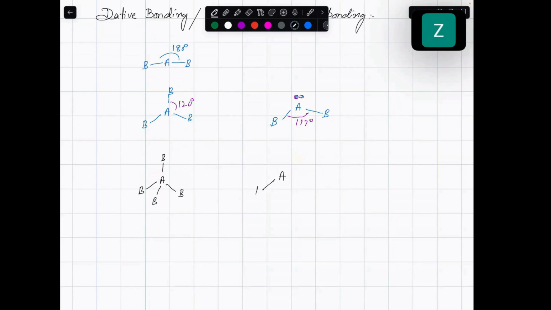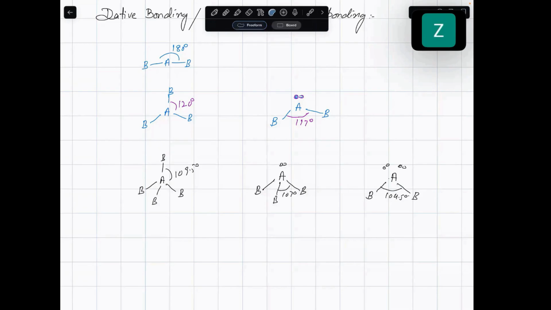Three bonds, one lone pair. Two bonds, two lone pairs. The angles are 109.5, 107, and 104.5.